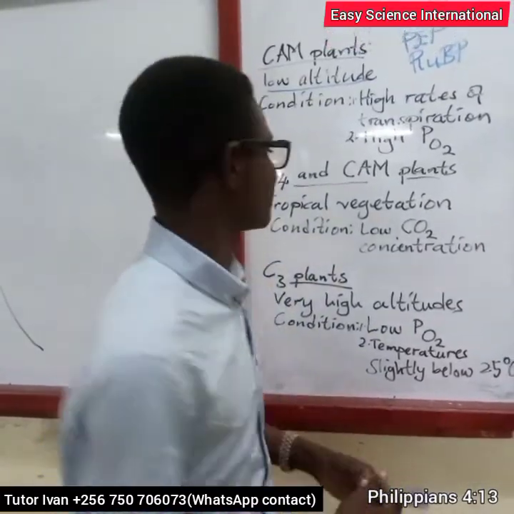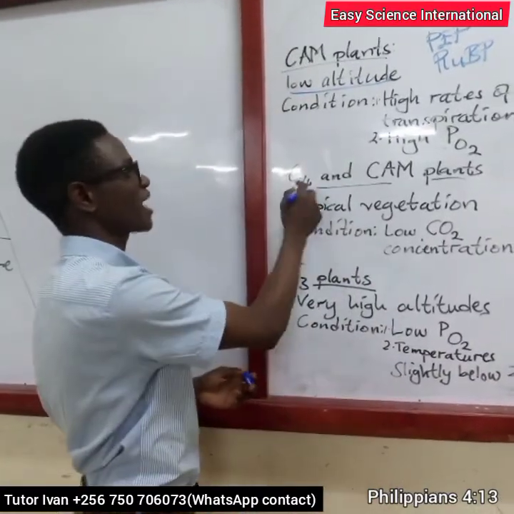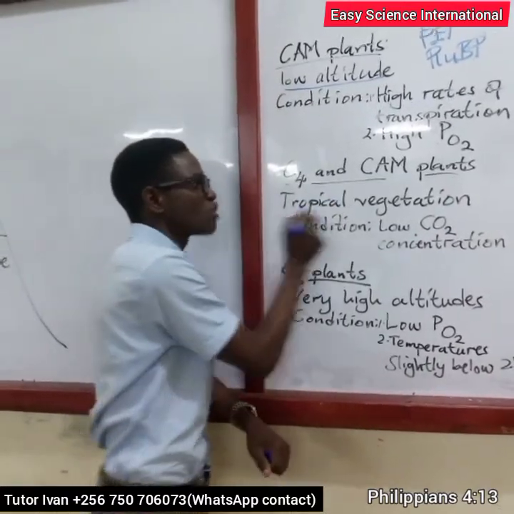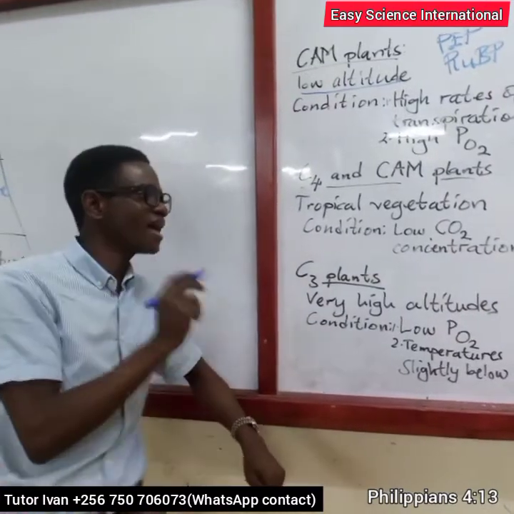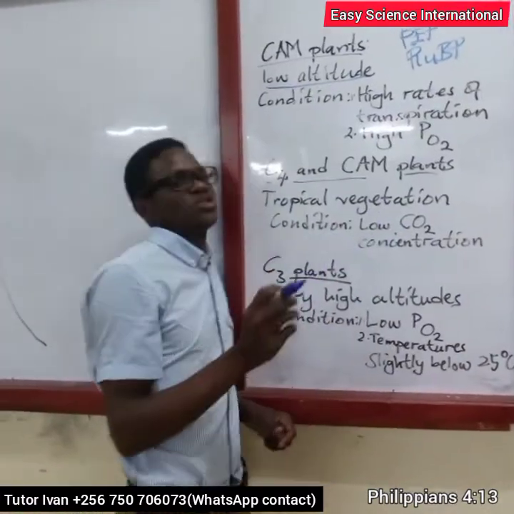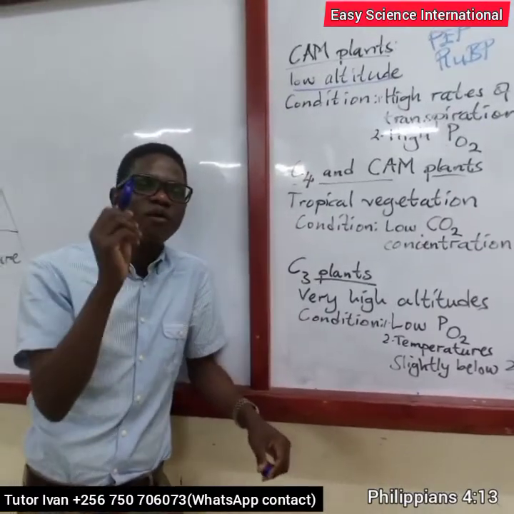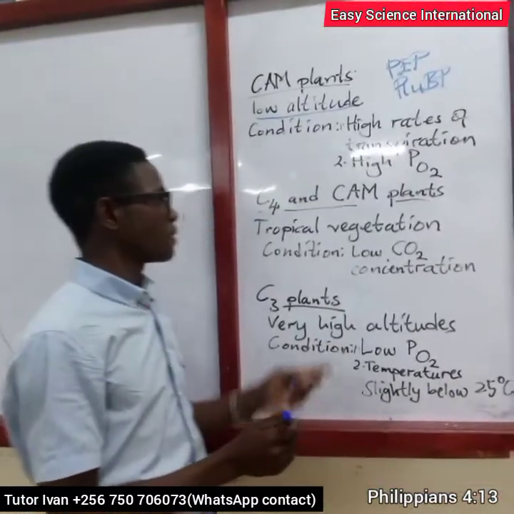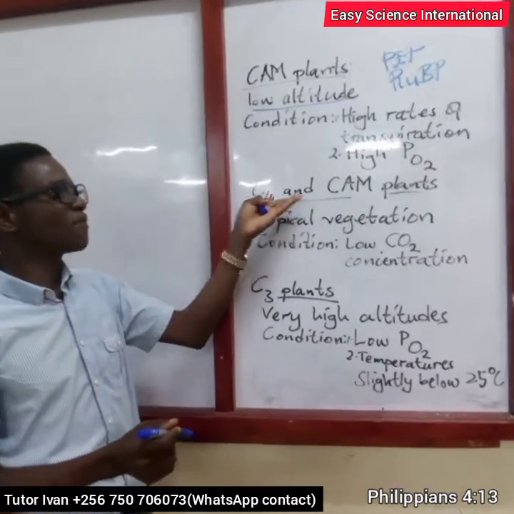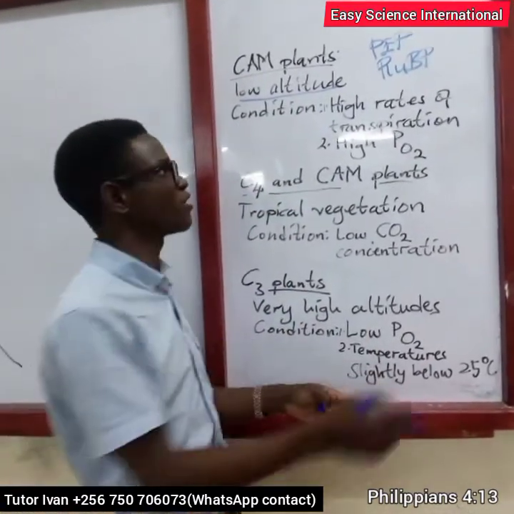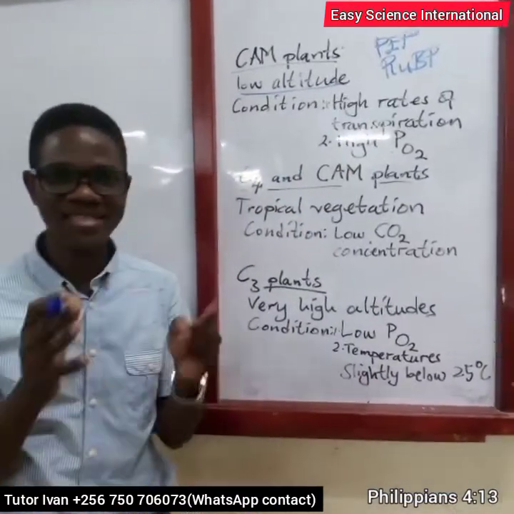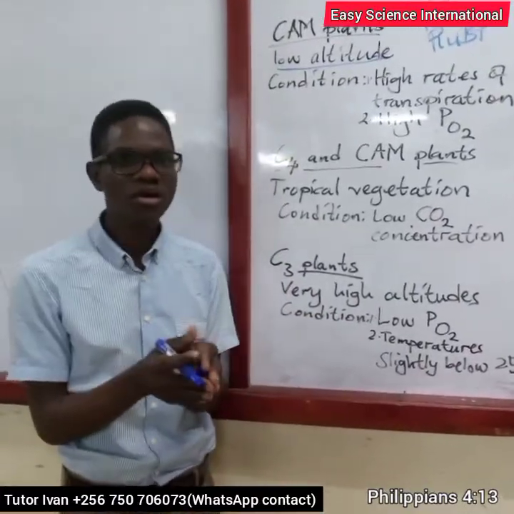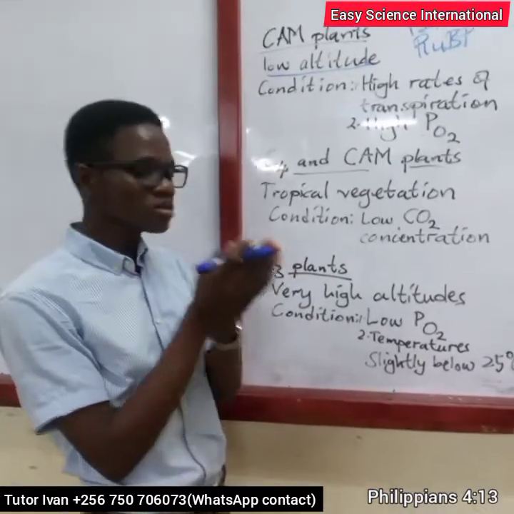And lastly but not the least, we can look at the CAM and C4 plants. These plants combined can be found in the tropical vegetation. Now, the condition here is low carbon dioxide concentration. Remember, there is a high competition for carbon dioxide in the tropics because of the canopies which are there. Now, because the CAM plants and C4 plants utilize PEP, phosphoenolpyruvate, as their initial carbon dioxide acceptor, which concentrates carbon dioxide around the molecules of RuBP, there won't be photorespiration.